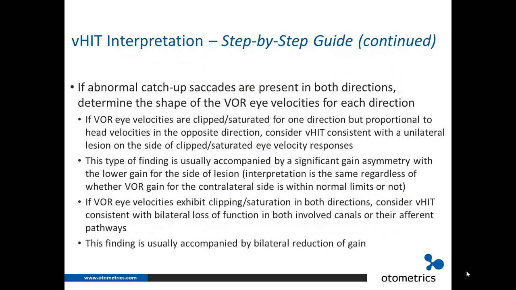If abnormal catch-up saccades are present in both directions, examine the shape of the VOR eye velocities for each direction. If VOR eye velocities are clipped or saturated for one direction, but they're proportional to head velocities in the opposite direction, then the results indicate a unilateral lesion on the side of the clipped or saturated responses. This type of finding is usually accompanied by a significant gain asymmetry with the lower gain for the side of lesion. Again, the interpretation is the same regardless of what the status of the VOR gain is for the contralateral side.